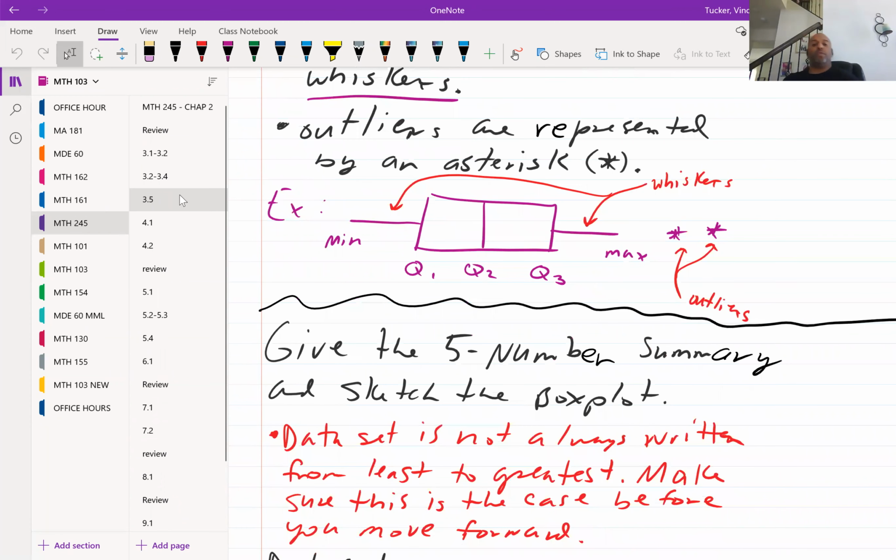All right, so we're gonna pretty much do what we did in the last section. Well, not 3.4, 3.3. We're gonna give the 5-number summary though, and then sketch the box plot. So we're gonna do those same steps that we did in 3.3, and then apply it to the 5-number summary, and then use that to sketch the box plot. So notice that first statement is just a statement of warning or reminder. The data set is not always written from least to greatest, so make sure that this is the case before you move forward. I keep trying to remind you guys of that, because a lot of times people do forget that first step.